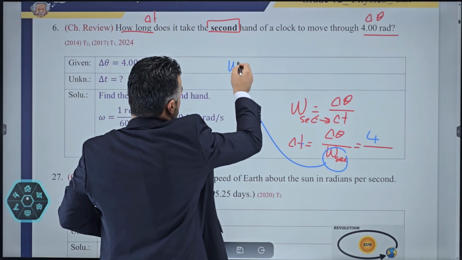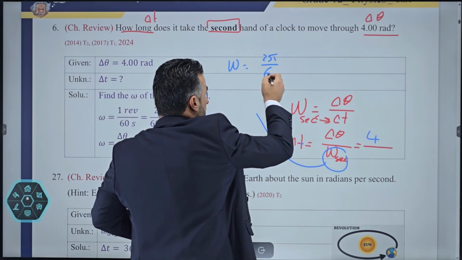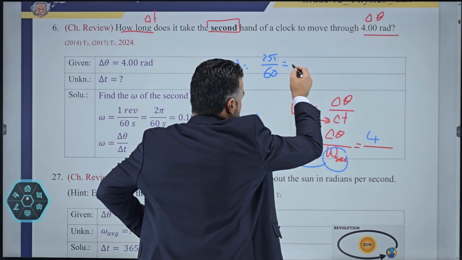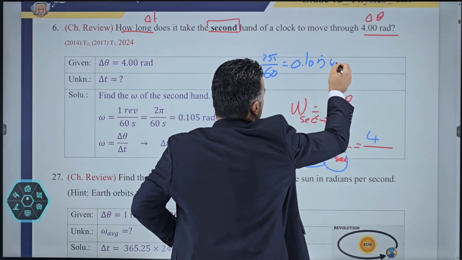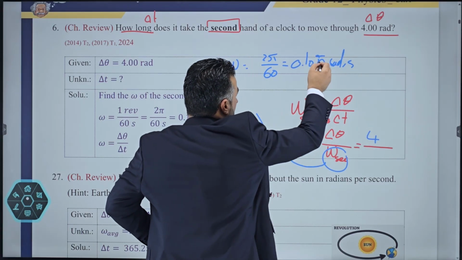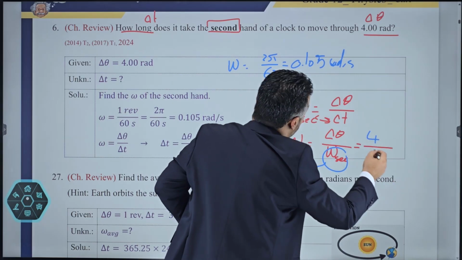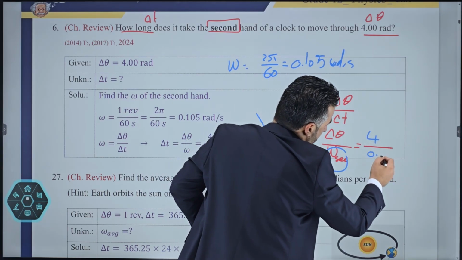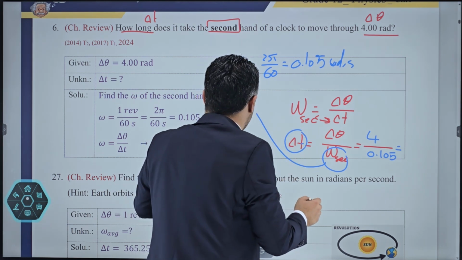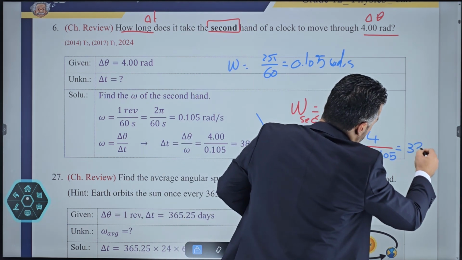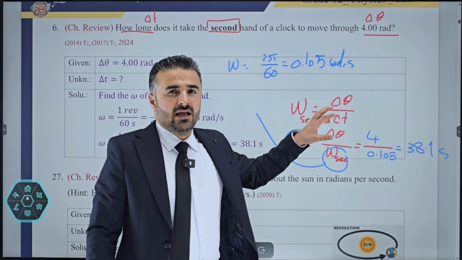We just said that the angular speed is equal to 1 rev, that is 2 pi. How long does it take to complete one cycle? 60 seconds, and that is approximately equal to 0.105 radian per second. Now, this is how you can always get it back very quickly as well. So now just plug this into the equation, divided by 0.105, and then of course you can find out how much time it takes, which is about 38.1 seconds.